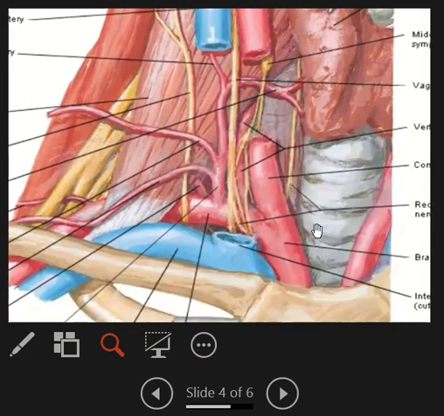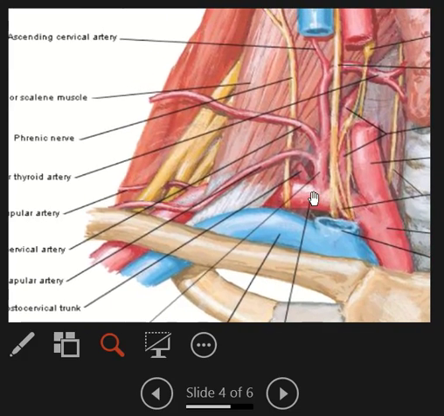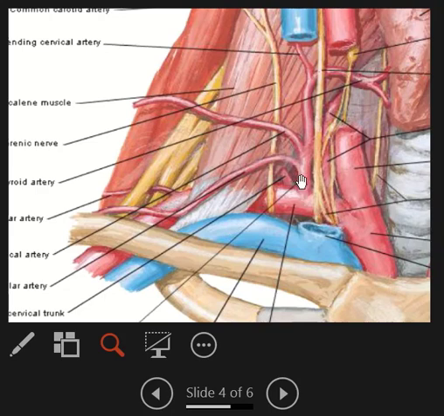Both of these arteries have an ascending course. Look at the picture, please. This is the right subclavian artery. This is the thyrocervical trunk. This is the inferior thyroid artery. This is the ascending cervical. This is the transverse cervical artery. This is the suprascapular artery.